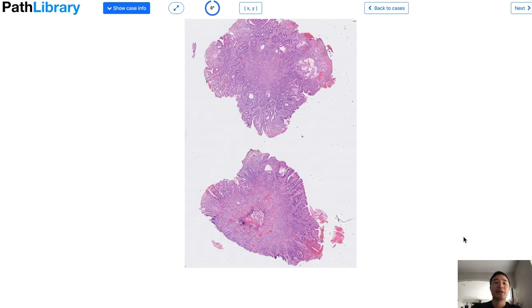Without further ado, thank you so much to PathLibrary for these online cases. They've been very helpful. This is a 61-year-old male with a gastric polyp.